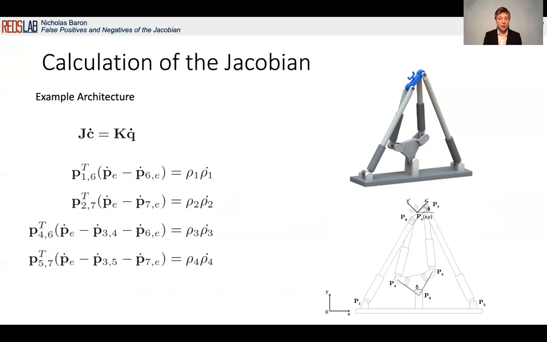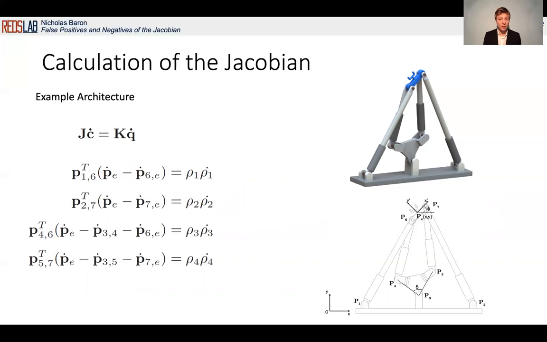And so c dot is a 3-dimensional vector because the end effector is undergoing planar motion, and q dot is a 4-dimensional vector because we have 4 prismatic actuated joints. And this means that the Jacobian matrices J and K are 3x3 and 3x4 matrices respectively.